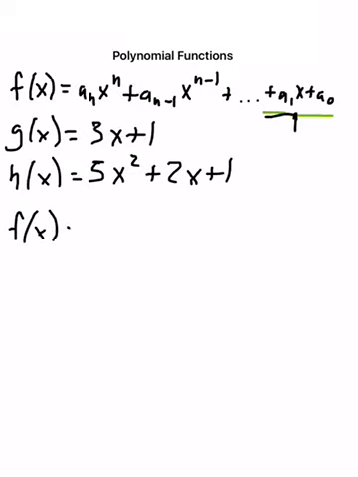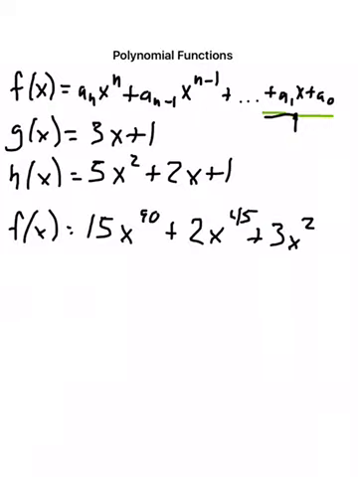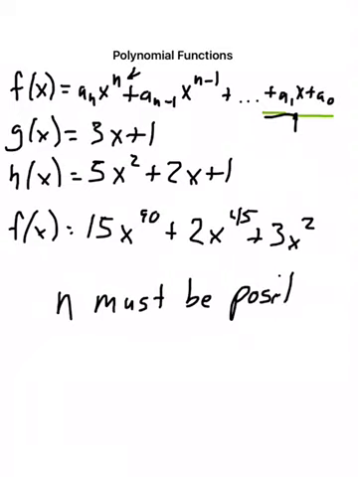Let's go back to f of x. Let's say we have 15x to the 90th power plus 2x to the 45th plus 3x squared. And that's an example of a polynomial function as well. So we don't know what the highest n is if we just want to define a polynomial function. We don't know what the n has to be because it could be any n greater than 0, right? Short of just having a constant function. So there is one restriction on that n. To be a polynomial function, n must be positive and it must be a whole number.